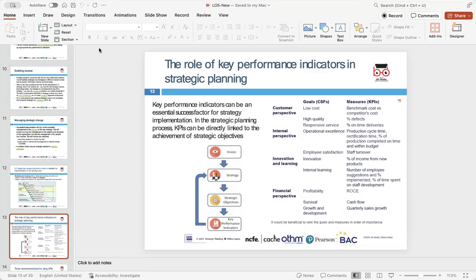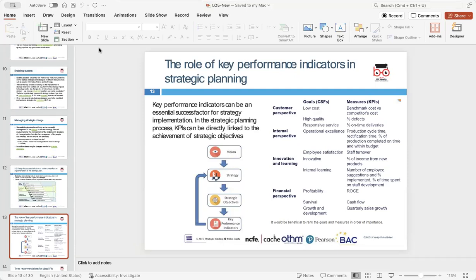Okay, the key role of key performance indicators, or KPIs, in strategic plans. Key performance indicators or KPIs are essential tools for tracking the success of strategy implementation in the strategic planning process. KPIs can be directly linked to the achievement of strategic objectives. For example, KPIs may be designed to measure success from various perspectives, such as customer satisfaction, operational excellence, or financial growth.